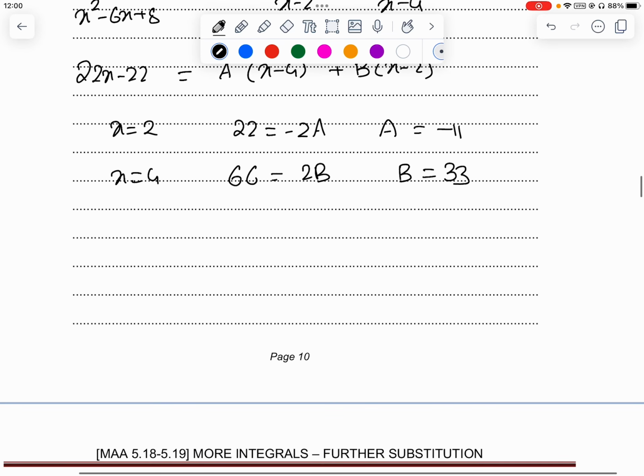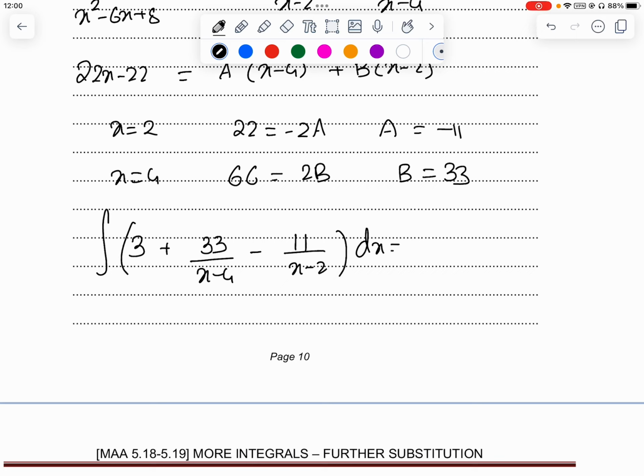So what will the total integral be? It will become integral of 3 plus 33 upon x minus 4 minus 11 upon x minus 2 dx. So it becomes 3x plus 33 ln (x minus 4) minus 11 ln (x minus 2) plus c. That's going to be the answer.